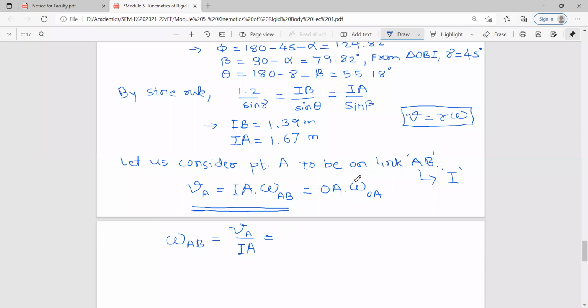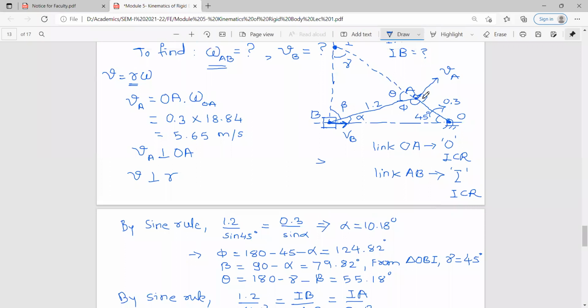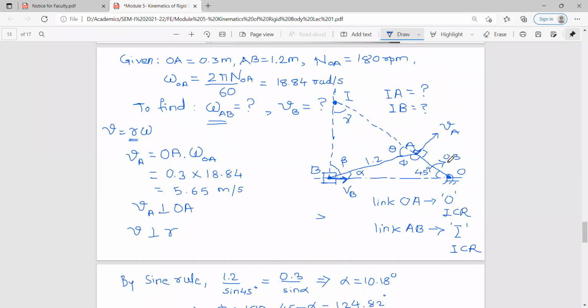See, there are two links. You see, OA is one link, it is rotating with some omega. We calculated that omega as 18.84 radian per second. Similarly link AB is also turning at this particular moment. At this particular moment when the angle is 45 degree, link AB is also rotating about some point. And that point is nothing but ICR.